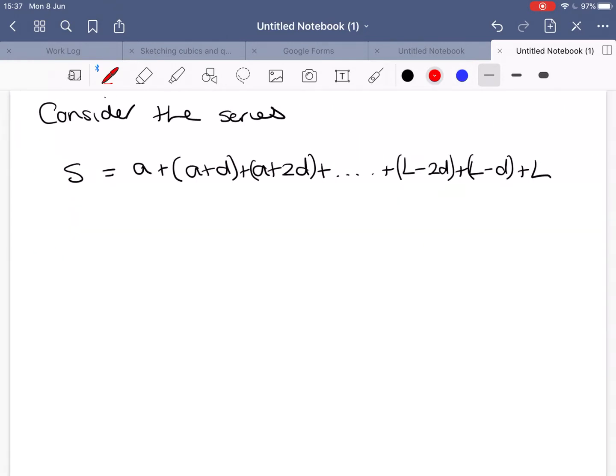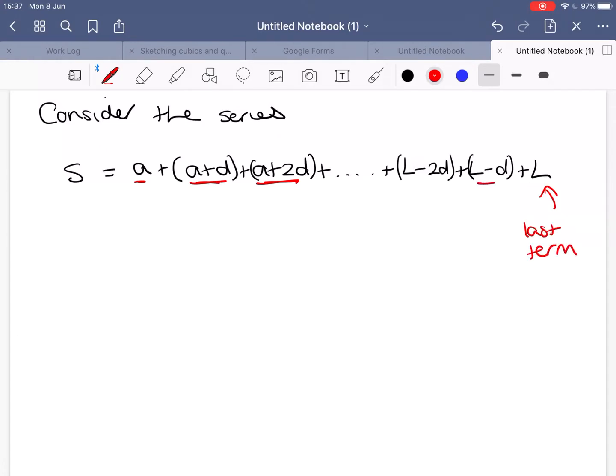Well, we can use that to actually create a formula for ourselves. So if we consider the series, we've got A as our first term, plus, well, what would the second term of this series be? Well, it'd be A plus D. The third term would be A plus 2D, and so on. And I'm going to use the letter L to denote the last term. Okay, just to make it a bit easier.